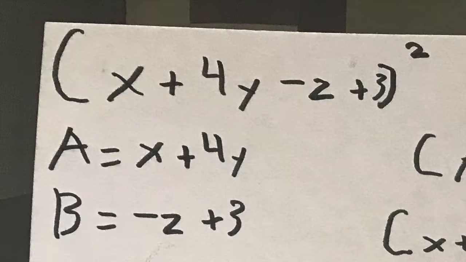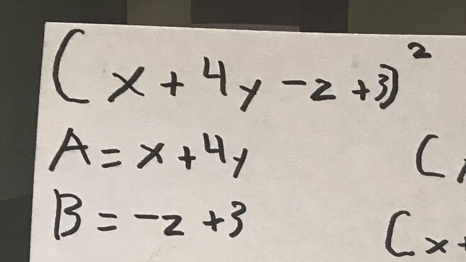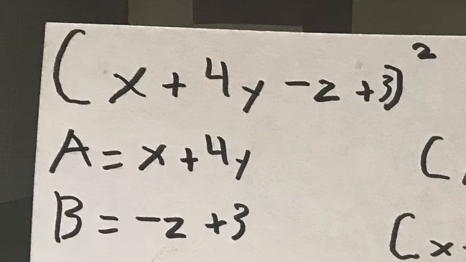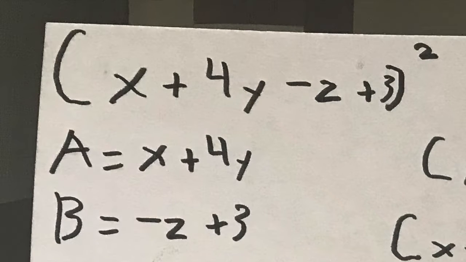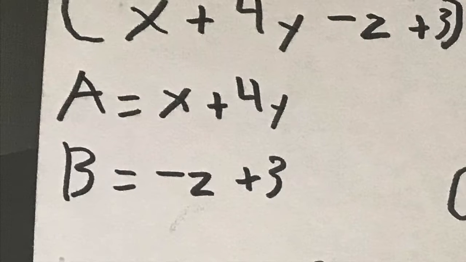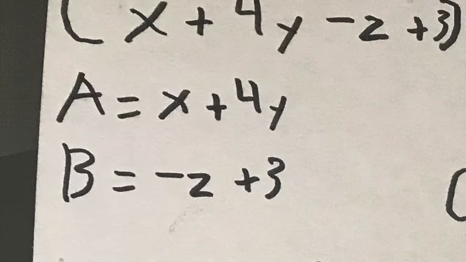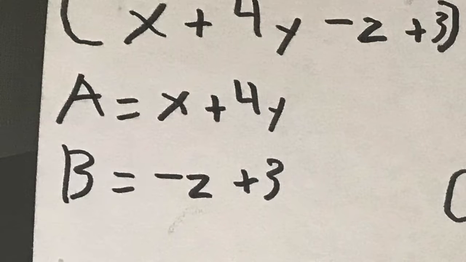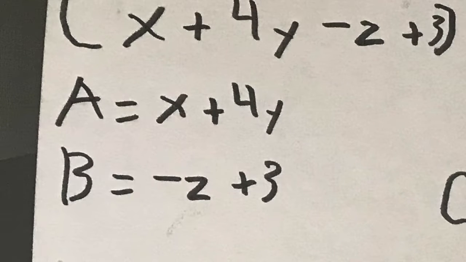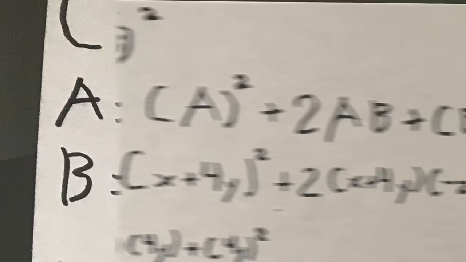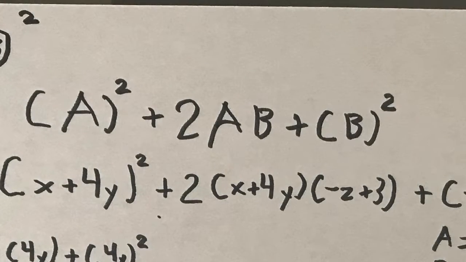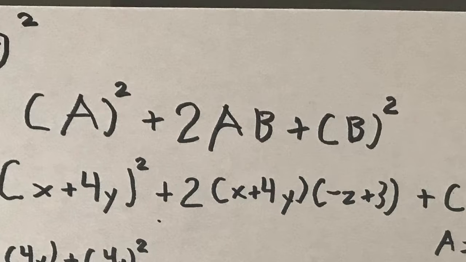Okay, let's start with the special products problem. So in here we have x plus 4y minus z plus 3, all to the square. Since this is a binomial to the square, we need to identify a and b. So a will be x plus 4y and b will be negative z plus 3. Now that we have identified a and b, we will use the formula of a squared plus 2ab plus b squared.